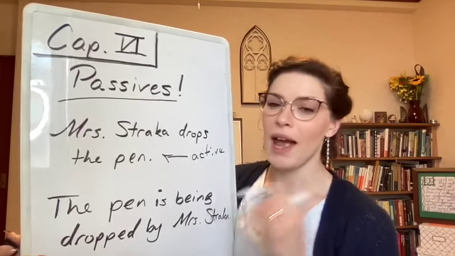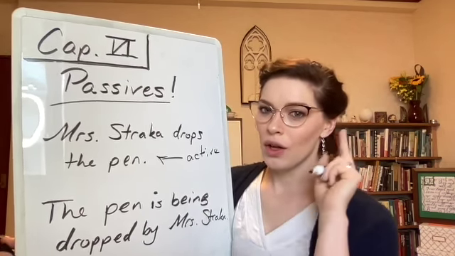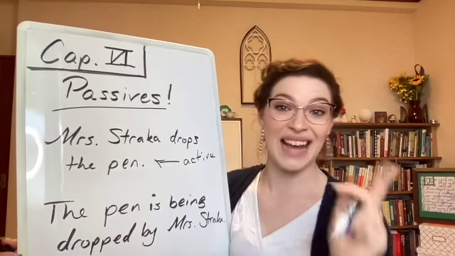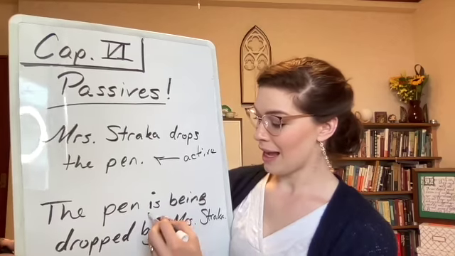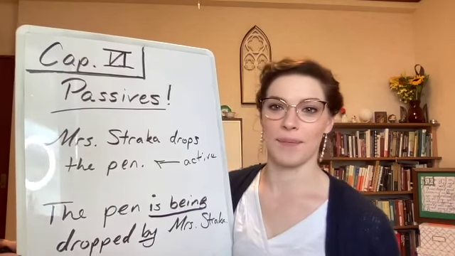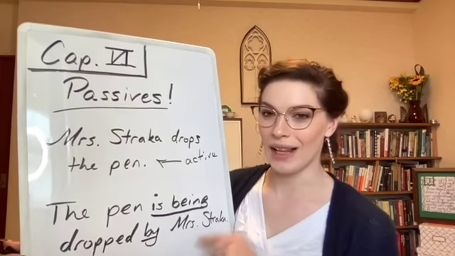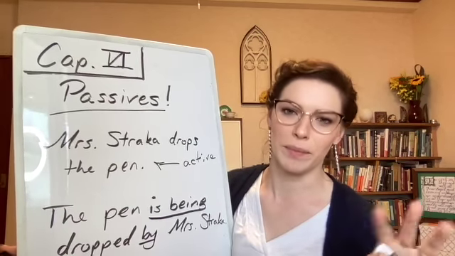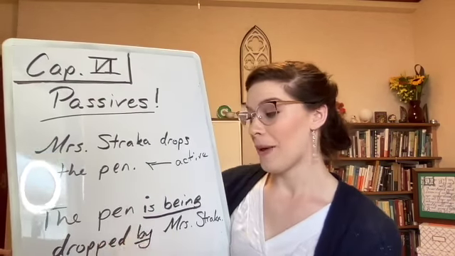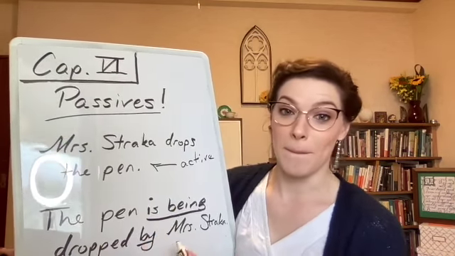Way more words. And you're going to notice two things that are going to show up in every passive sentence, and it's a dead giveaway that it's passive. Is being, by. Every time. Every passive sentence will have these in there. Or if it's plural, it'll be are being. So, the pen is being dropped by Mrs. Straka. Now, in Latin, we can do this as well.